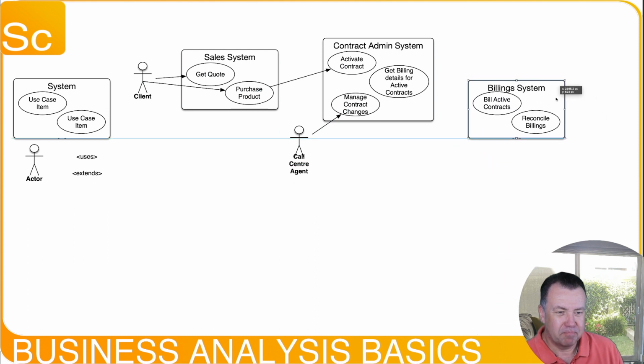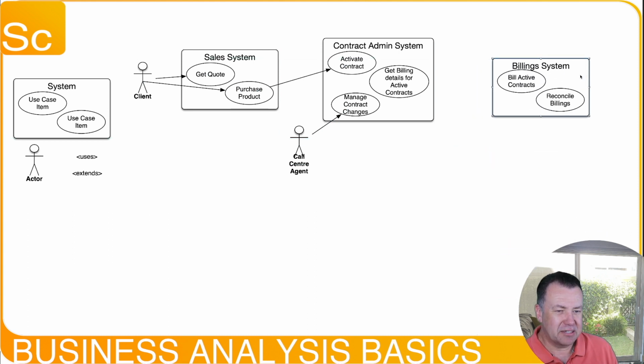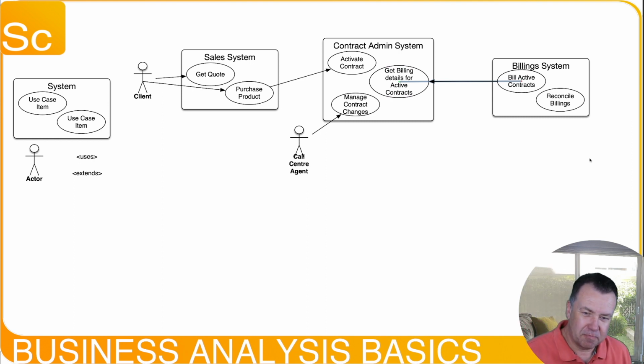And then if we move on to the last piece of the example that I'm going to talk about today, we may have a billing system. And this billing system must bill active contracts. And how is it going to do that? Well, the contract admin system must supply some information on the billing details for all the active contracts. And in our entity relationship diagram, you now may notice that there's an attribute that we need to add, which would be the status of a contract. Is it an active contract or is it a terminated contract? And that would be necessary in order for this contract admin system to give the list of details for active contracts to the billing system.